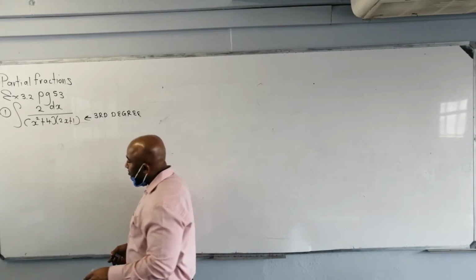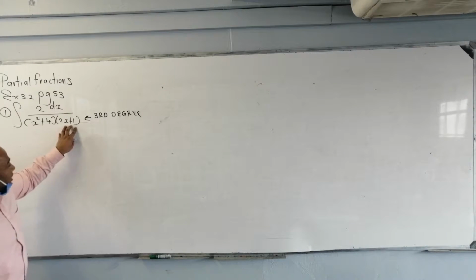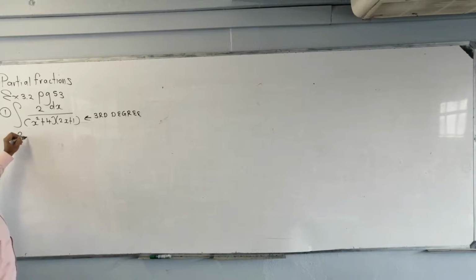But now, let's look at this one here. Let's rewrite our fraction first without our integration: 2 over x squared plus 4 times 2x plus 1.